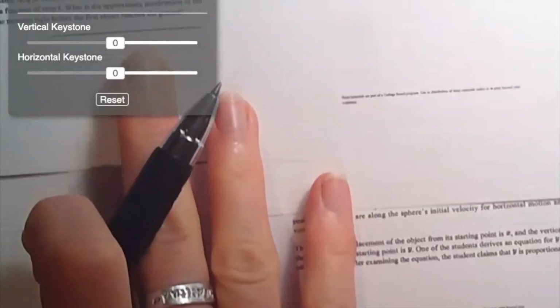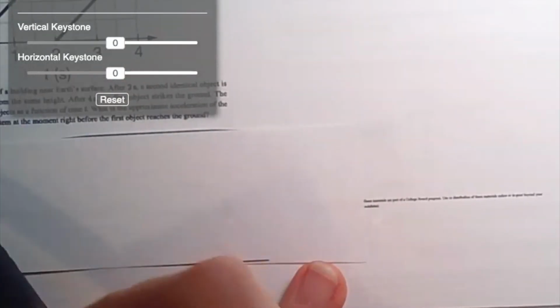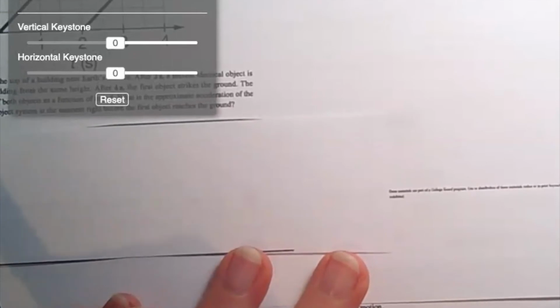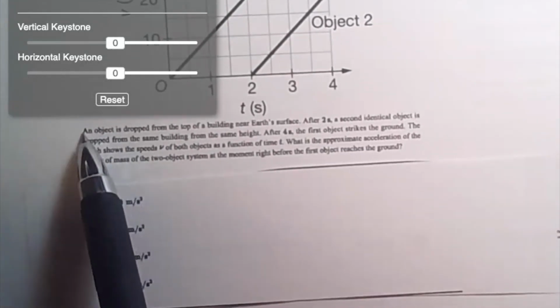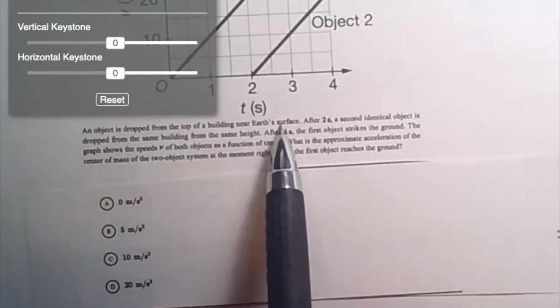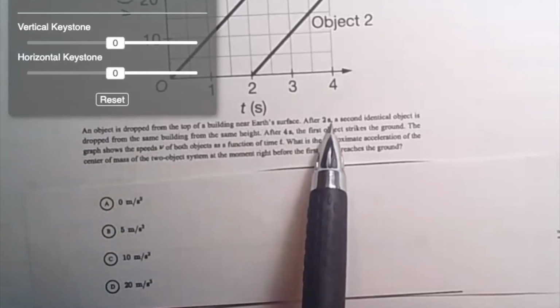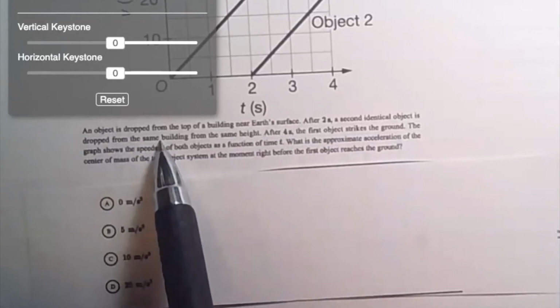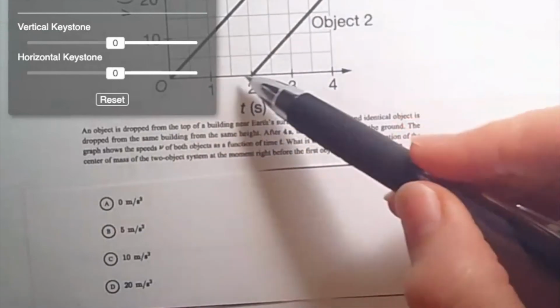So number 10 says an object is, let me make sure we can see that. Okay, an object is dropped from the top of a building near the Earth's surface after 2 seconds. A second identical object is also dropped. And you can see these are both dropped objects. This one is dropped later.